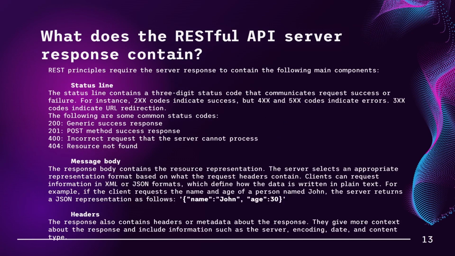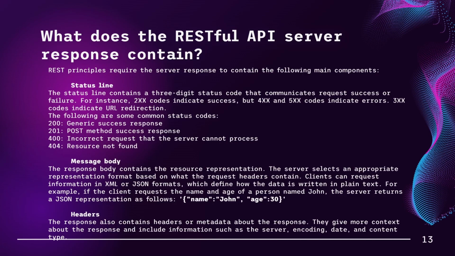All right, let's go over the final thing that I have here in terms of theory. It is about what the RESTful API server response contains, because the REST principles require the server response to contain the following main components. The first is the status line, right? The status line contains a 3-digit status code that communicates request success or failure. For instance, 2XX codes indicate success, but 4XX and 5XX codes indicate error. 3XX codes indicate URL redirection.